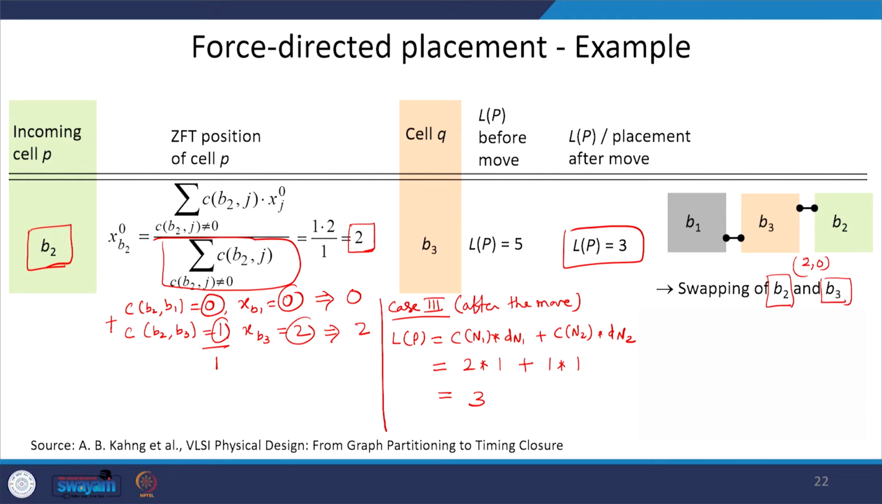This method is called force directed placement. In force directed placement, it finds the ZFT position of the block, then it checks whether, after doing that movement or swap, there is an improvement in the wire length. If there is an improvement in the wire length, then we apply that technique to move and place the block into its ZFT position.